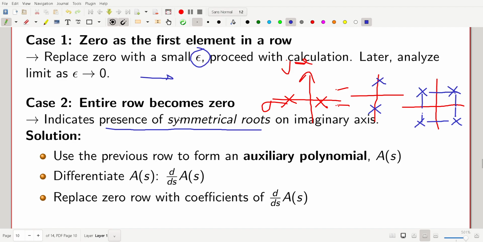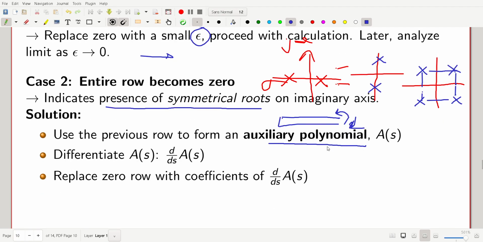Just above this row, we find an auxiliary polynomial. We just have to solve it. If we get all poles as imaginary, then all poles are imaginary. So we need to solve it. Just above the row of 0, we get the auxiliary polynomial. Then take the derivative and use its coefficients to complete our Routh array table.